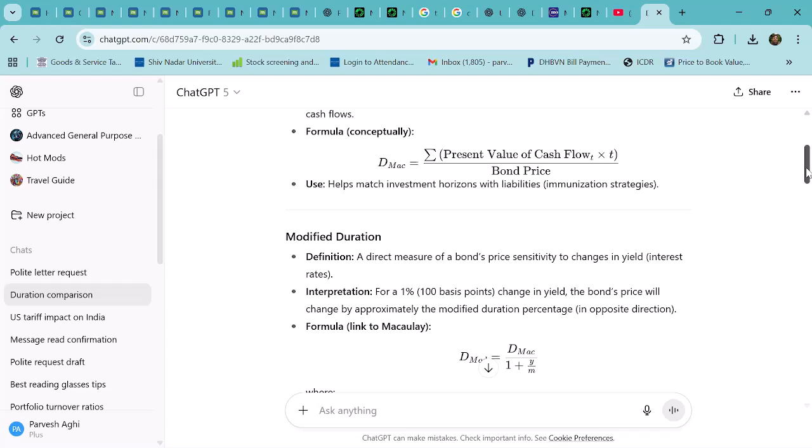So, how sensitive is the bond price to the interest rates? Suppose the interest rate goes up by 1%, the bond price is going to fall. Similarly, if the interest rate goes down, the bond price is going to go up. So, which is beneficial for you? Suppose you have invested in a bond, you would like the interest rates to go down or go up?